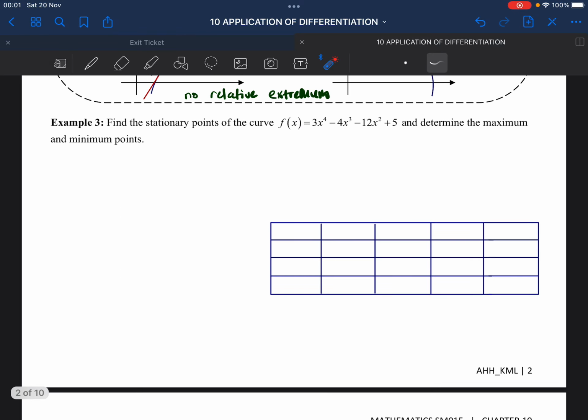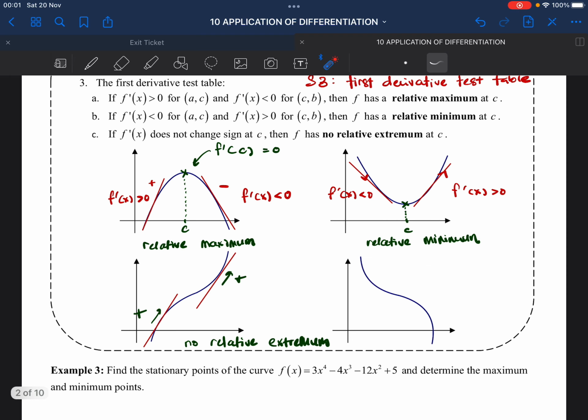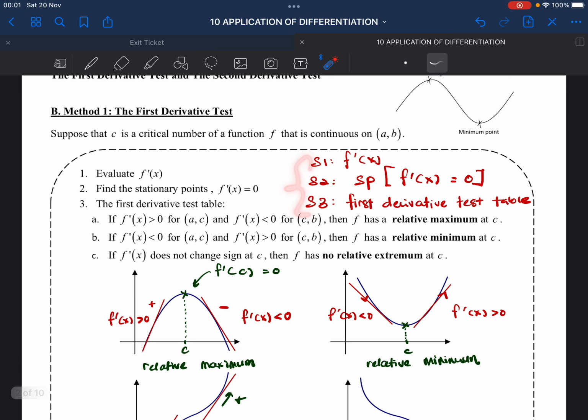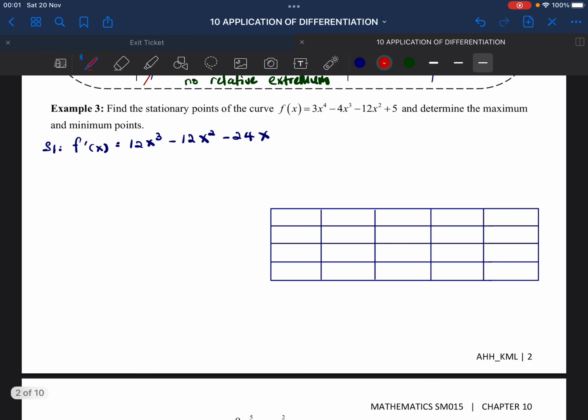Let's just go to example 3. We are going to use the first derivative test. You know that for the first derivative test we have to use a table. Find the stationary point of the curve and determine the maximum and minimum points. As I said earlier, we have 3 steps. The first step is we have to find the first derivative. This is very easy, just differentiate. We should have 12x cubed minus 12x squared minus 24x. Don't make a mistake here, because if you get it wrong here, everything after is wrong. So let's see the second step here.